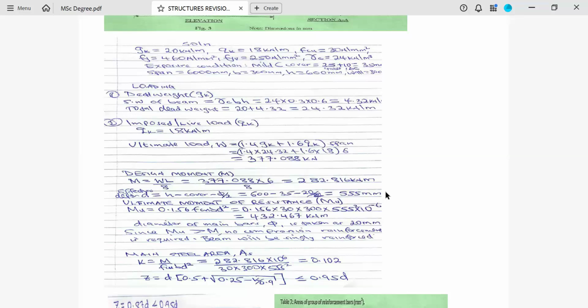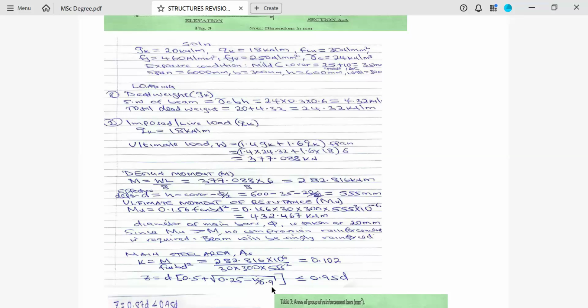Which is more than the design moment. Now, you have to say that since the ultimate moment of resistance is greater than the design moment, then no compression reinforcement is required. Compression reinforcement are those reinforcement steel bars which are placed in the compression zone.